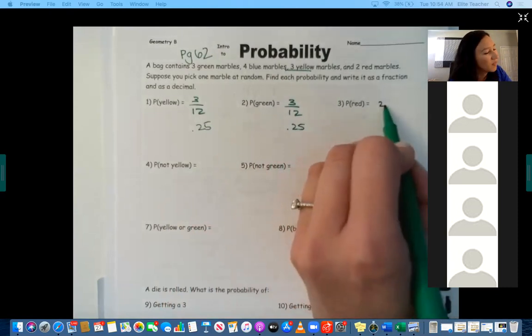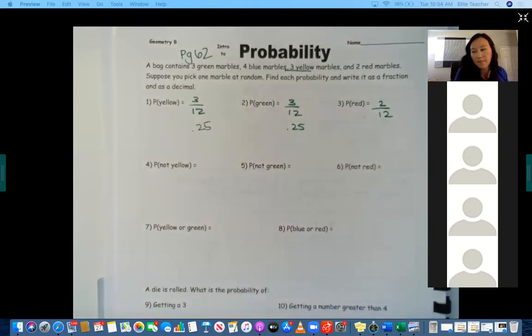2 out of 12. 2 out of 12, good. Which is, let's see what 2 out of 12 is as a decimal. 0.17.